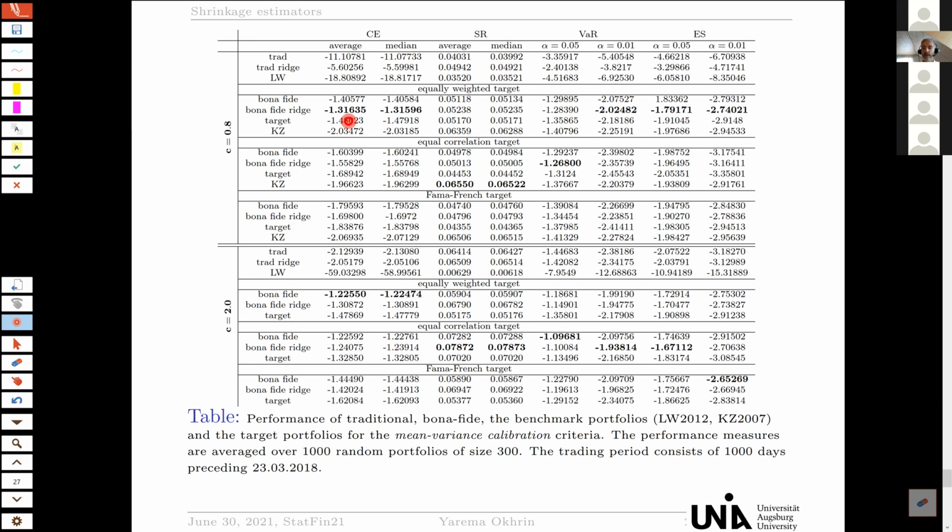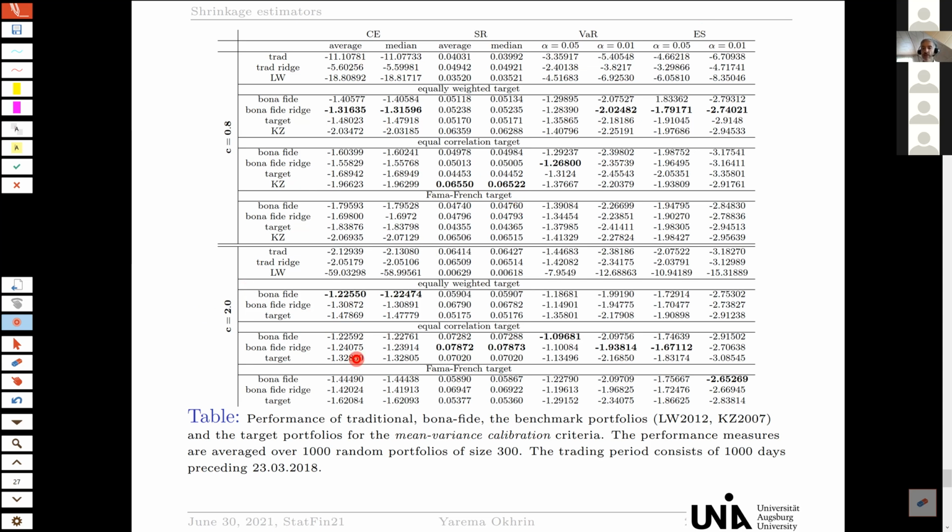We see that the best strategies are highlighted in bold here. If c is 0.8, for example, then our bona fide ridge estimator is the best one if we look at the certainty equivalent, the value at risk, and the expected shortfall. If you look at the Sharpe ratio, then the Kan and Zhou approach is the best one, but it is natural because it aims to maximize the Sharpe ratio. The Kan and Zhou portfolio is built to maximize the Sharpe ratio of the portfolio in some relative sense.